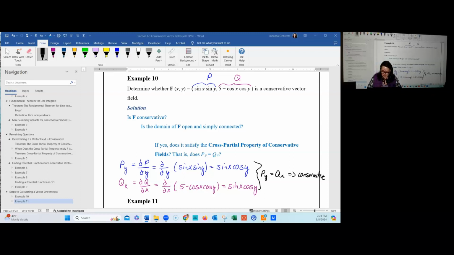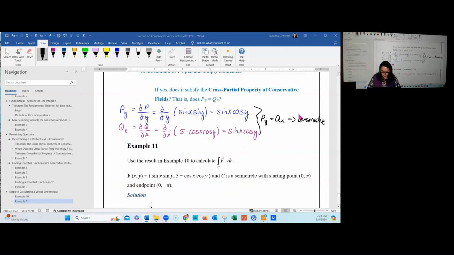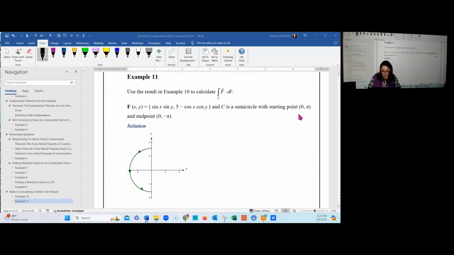Now that we know that it's a conservative vector field, we want to go ahead and calculate f dot dr, this time using the fundamental theorem of line integrals. We want to find the potential function and then evaluate the potential function at r of b minus the potential function at r of a to compute the vector line integral.